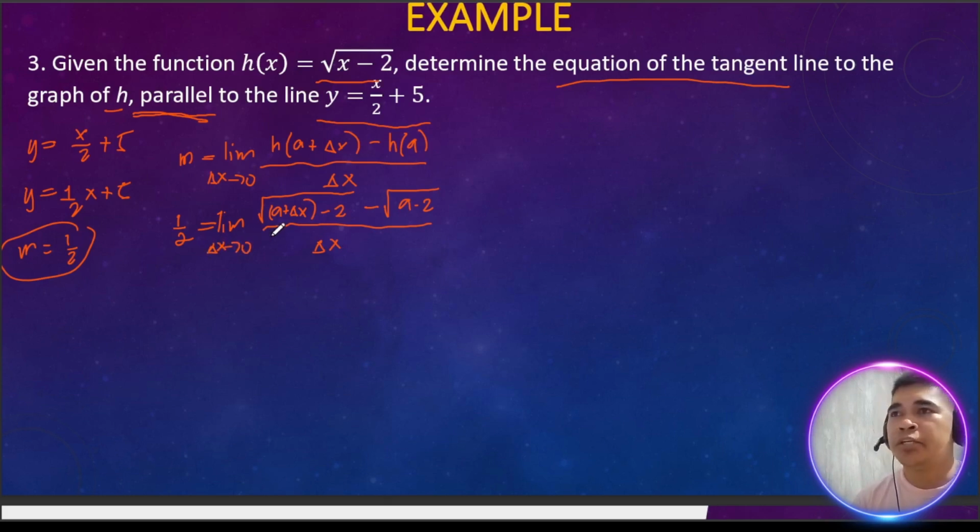Okay, next, here we need to rationalize the numerator. So that is multiplied to what? Square root of a plus delta x minus 2 plus square root of a minus 2. Also the same in the denominator.